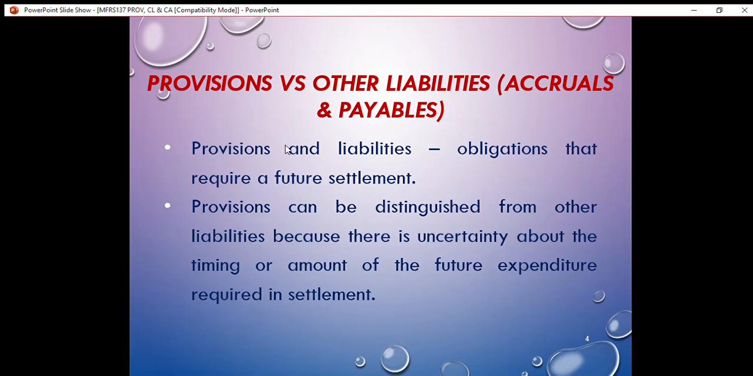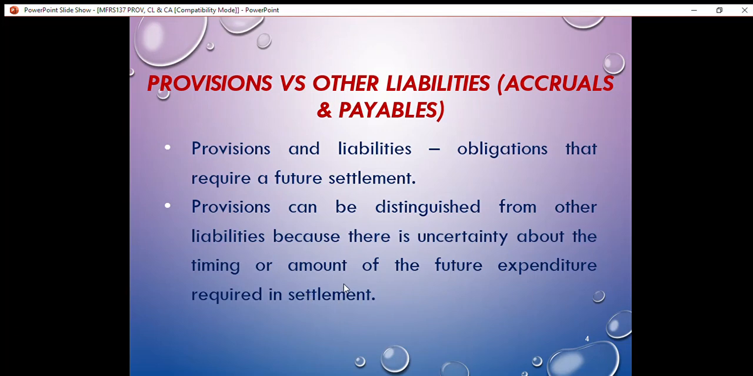Next, what is the difference between provisions and other liabilities such as accruals and payables? Basically both provisions and liabilities refer to the obligations that require a future settlement. However, provisions can be distinguished from other liabilities such as accruals and payables because there is uncertainty about the timing or amount of the future expenditure required in settlement.